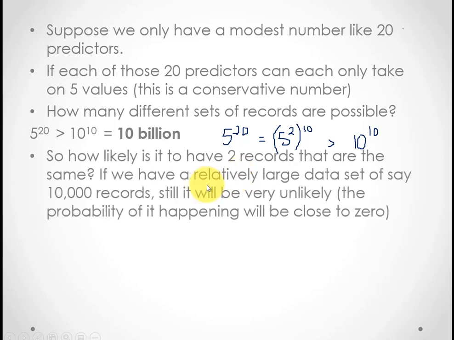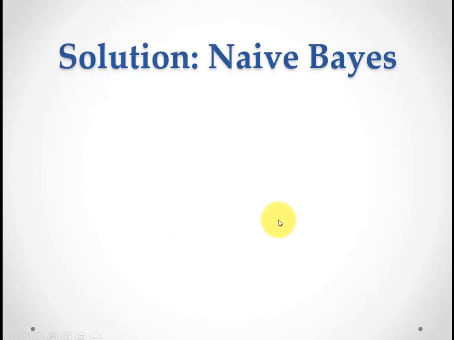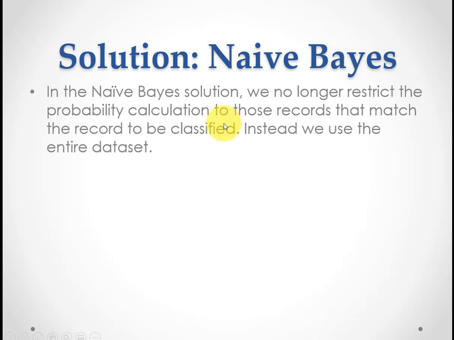How likely is it to have 2 records that are the same? If we have a relatively large data set, say 10,000 records, still it will be very unlikely. The probability of it happening will be close to 0. So that's the problem. So someone came up with a solution, and that is embodied in the naive Bayes algorithm. In the naive Bayes solution, we no longer restrict the probability calculation to those records that match the records to be classified. Instead, we use the entire data set.